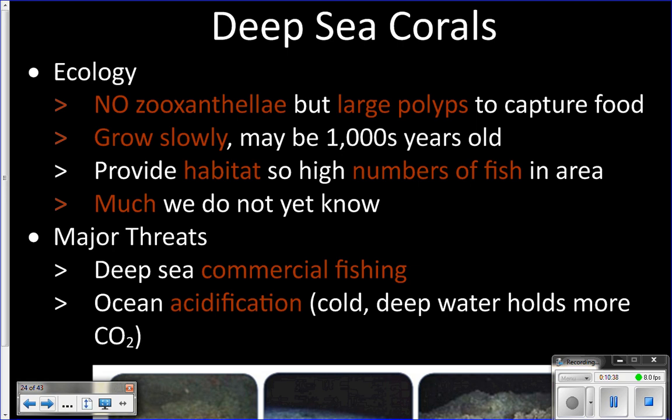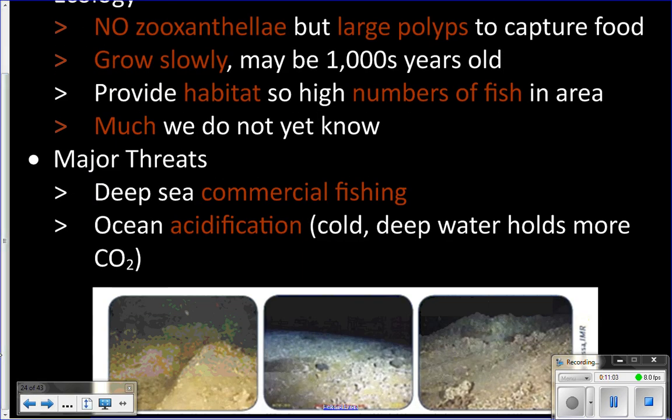They also grow much more slowly than the shallow water corals. So some of the reefs and corals that we found, we think may be thousands of years old because they are so large and they grow so slowly. Just like the shallow water corals, they are also going to provide a habitat. So we find a greater density of fish around areas that have deep water corals rather than in the areas that surround it. So they do tend to be a habitat. And other than that, there's still a lot we don't know. So we don't know much about them still.